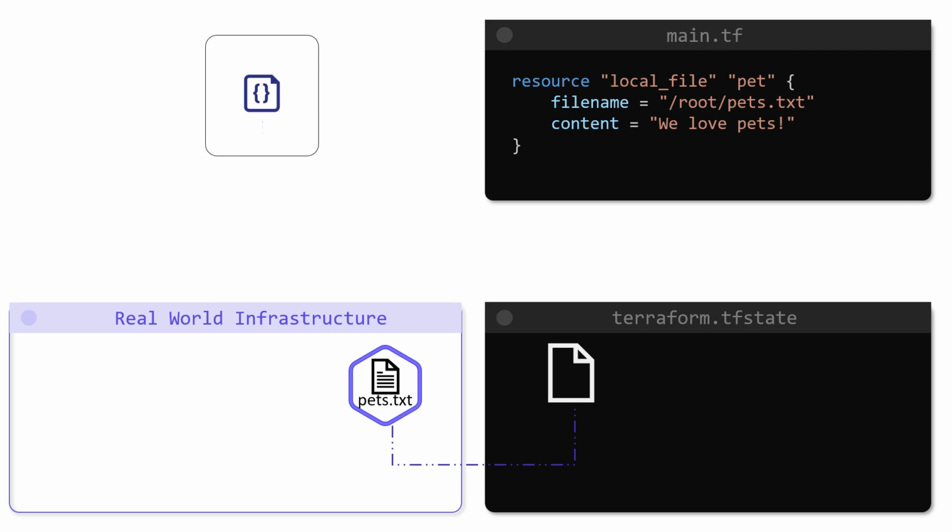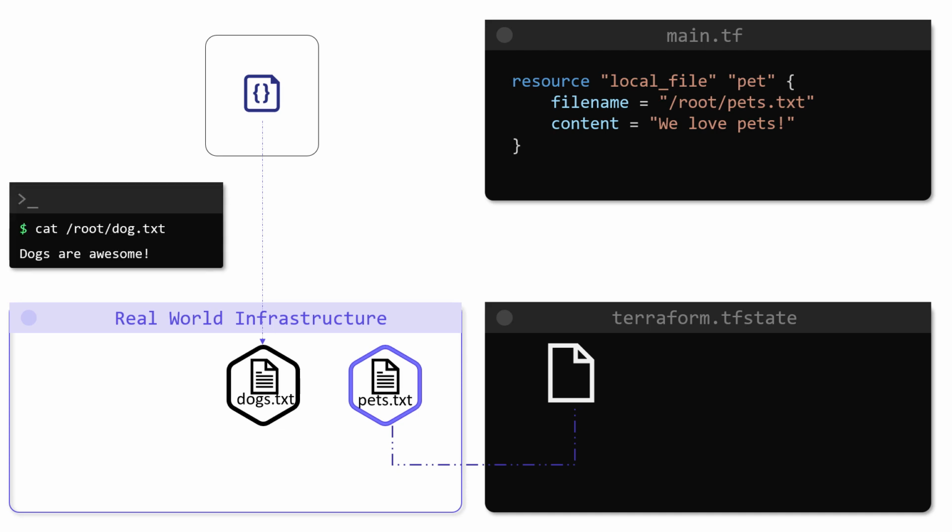Now, let's create a new file using a simple shell script like this. Quite evidently, this file is outside the control and management of Terraform at this point in time. The local file resource that Terraform is in charge of is pets.txt under the root directory, and it has no relationship with the local file called dogs.txt, which is also created under the /root directory. The dogs.txt has a single line that says "dogs are awesome."